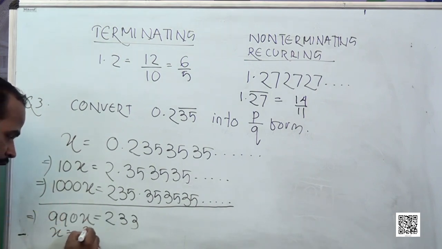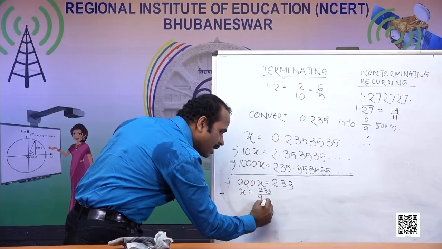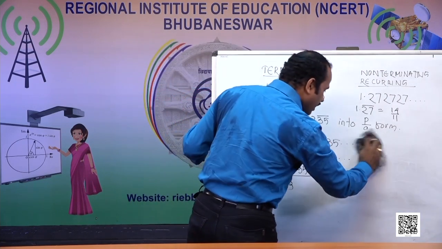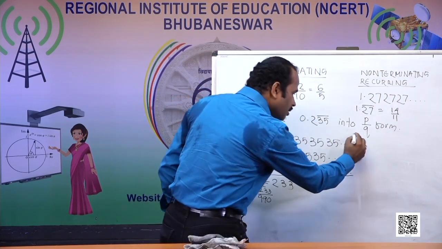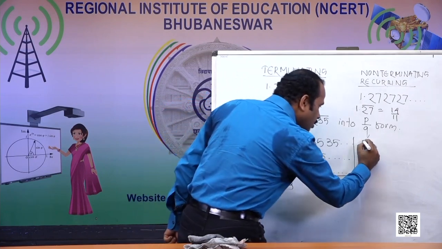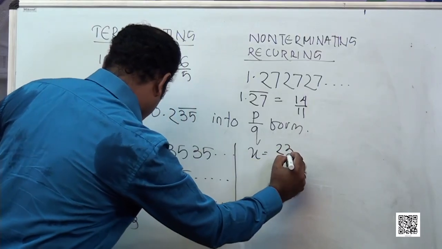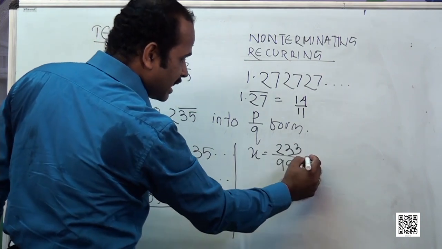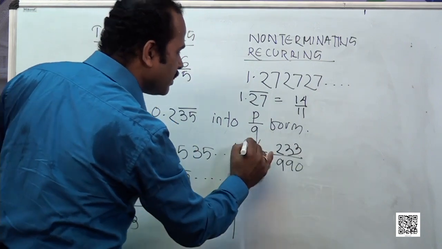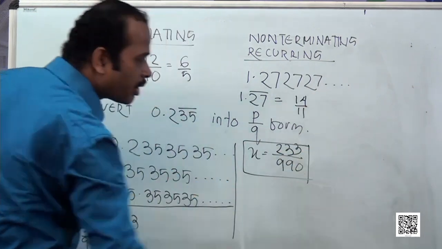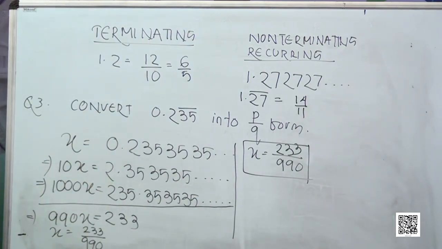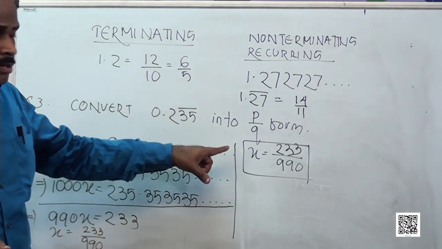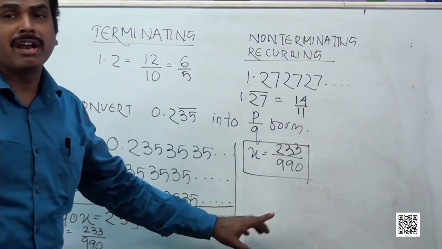So x will be equal to how much? 233 divided by 990. Okay. Now we can make it simple form. So x equal to 233 divided by 990. If it can be cancelled by any factor, you will do so. Otherwise, this will be the rational form. So this number, 0.235 where 35 is in repeating form, when expressed in rational form, becomes 233 by 990.